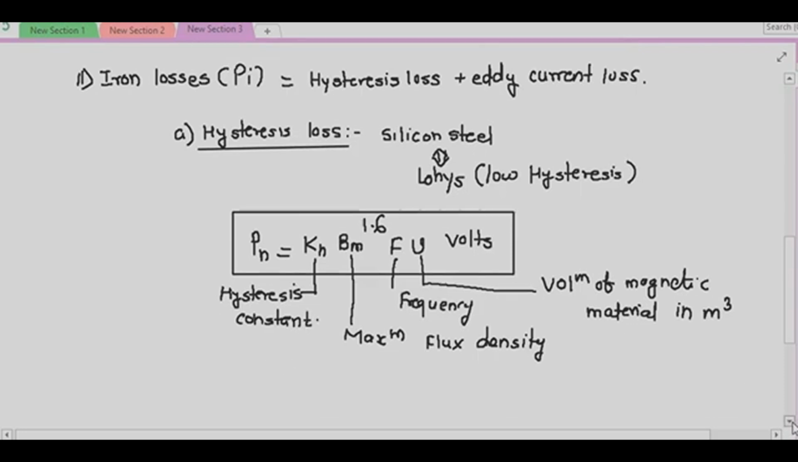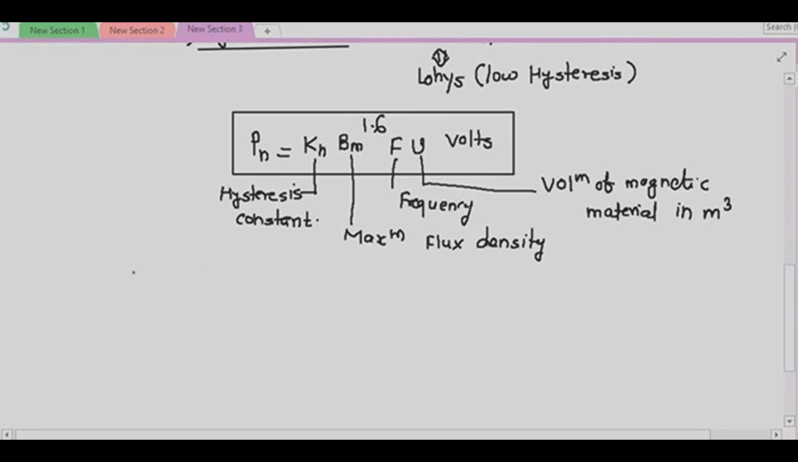Now, the second loss is the eddy current loss. If I make the iron core of solid material instead of a laminated structure, then what will happen? The area of cross section will increase. If the area of cross section increases, the resistance or opposition offered to the flow of eddy currents will be reduced. So the eddy current loss will be more.